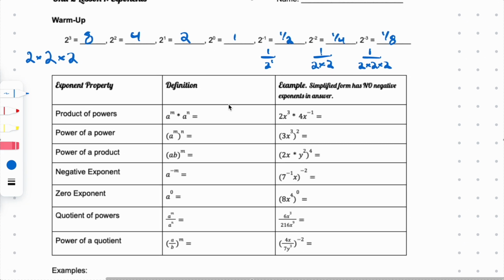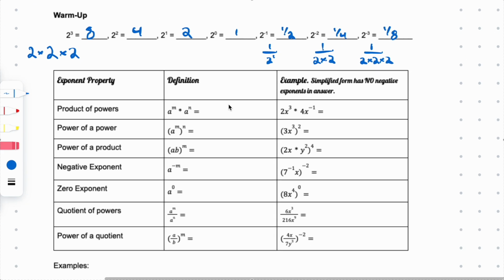Okay, so now let's talk about some properties. First, we have product of powers. So when we have two exponential terms that have the same base a but different exponents, or technically they can be the same exponents, and we're multiplying these two parts, that gives us a to the m plus n power. So we add the exponents.